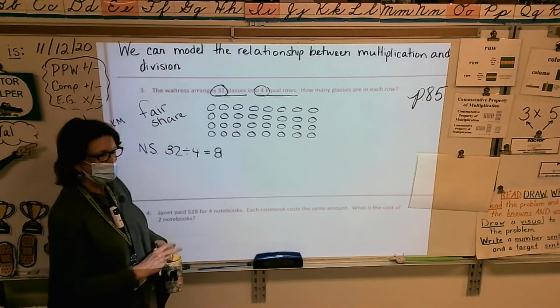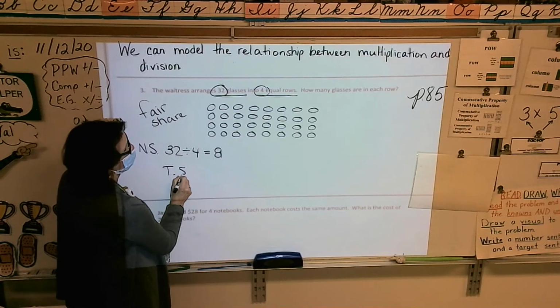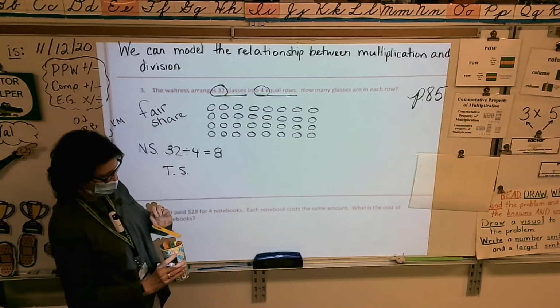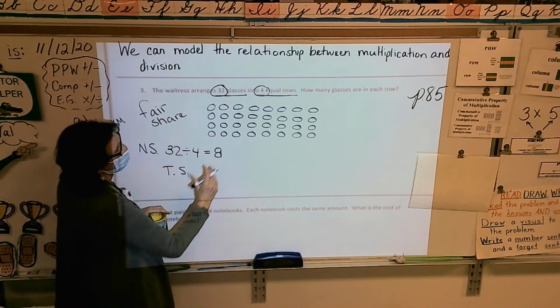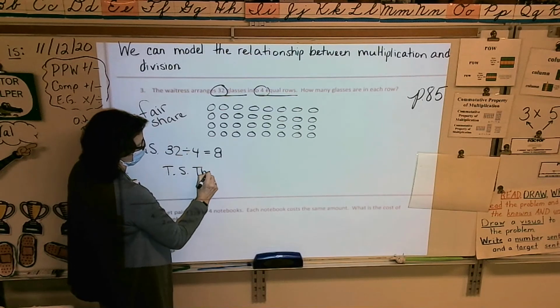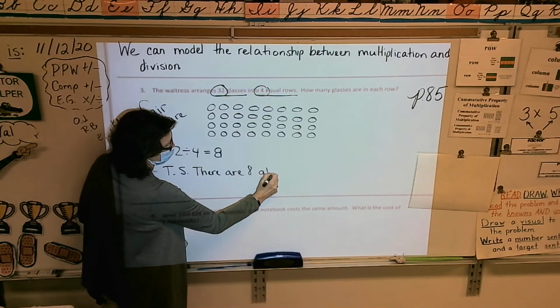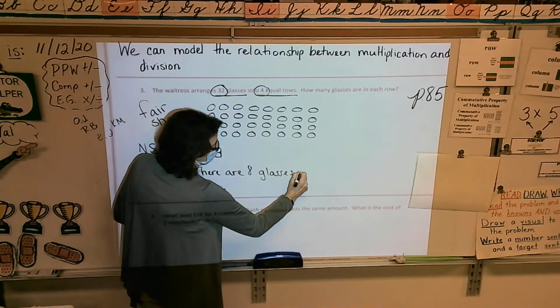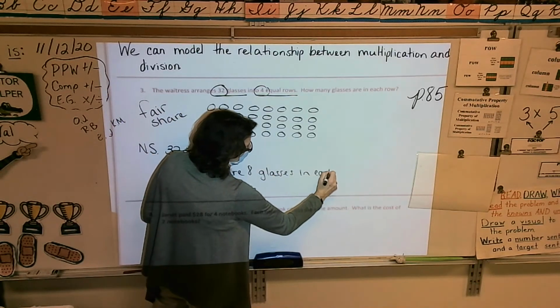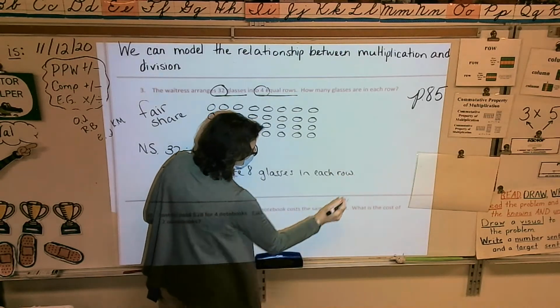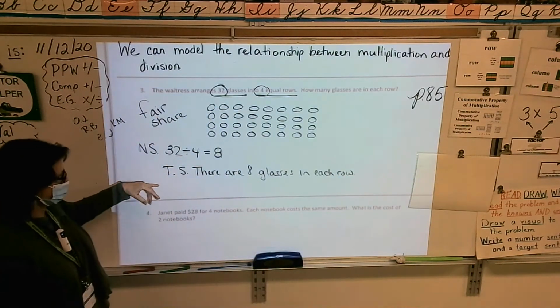We need a target sentence. Help me out with a target sentence. How many glasses are in each row, Corbin? There are 8 glasses in each row. Awesome job. There are 8 glasses in each row. Okay, so they had us practice a tape diagram. They had us practice an array.